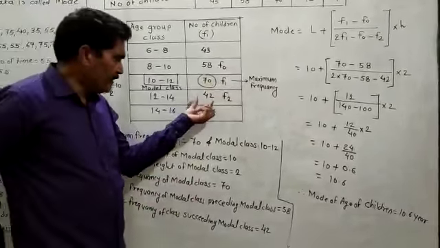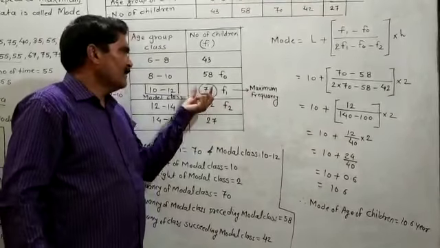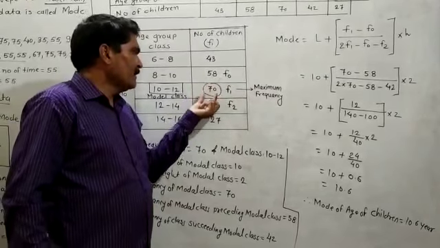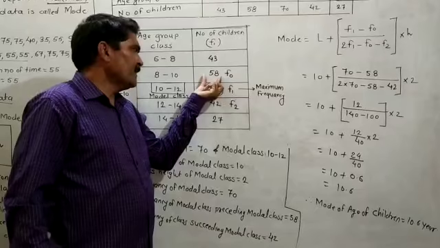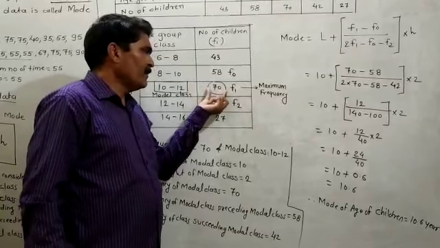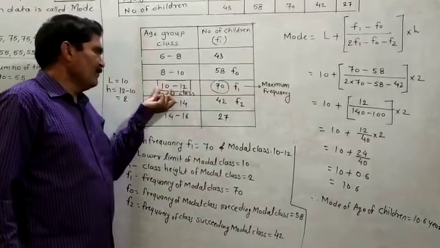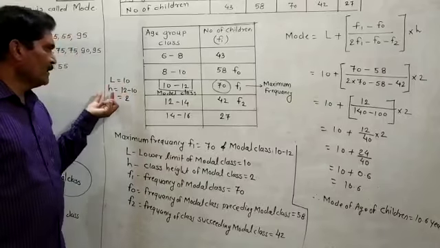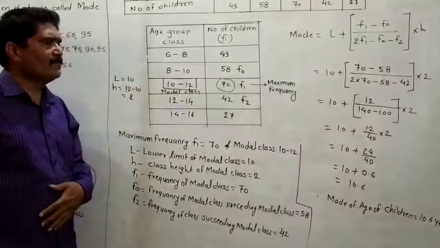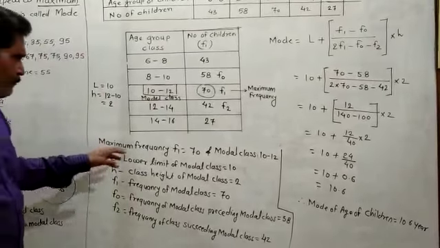This is the frequency succeeding, the next frequency of the modal class. This is the previous frequency of the modal class. So this is the frequency preceding the modal class, this is the frequency succeeding the modal class, and this is the frequency of the modal class. This is the modal class, this is the lower limit of the modal class, and this is the class width. You will find it as upper limit minus lower limit is equal to 2. Once you get all these things, then you have to implement them.